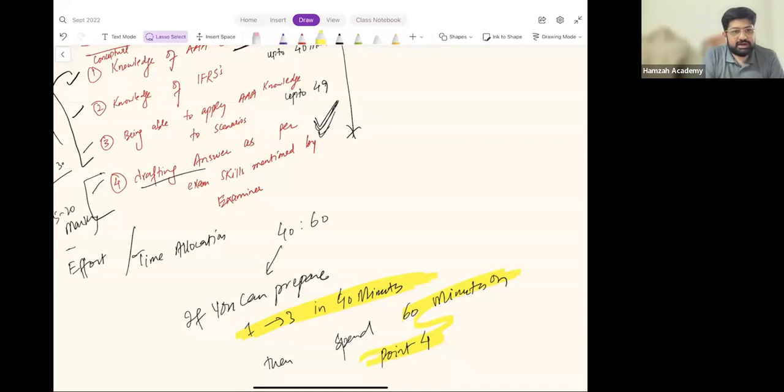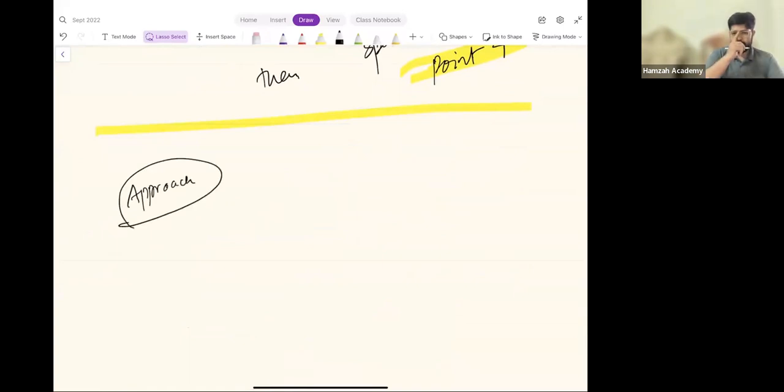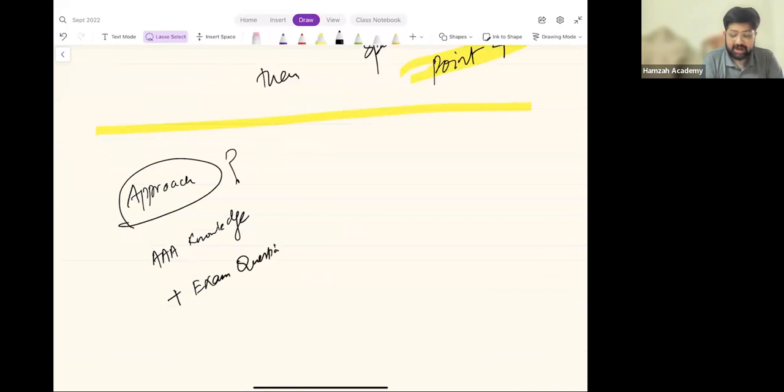Now, students, what will we be doing? Since we are intending to study for the September exam, and ACCA now believes in a 3-month session, what will be our approach? We will be starting with the AAA knowledge of the syllabus, along with exam questions, past paper questions, plus how IFRS will be revised.